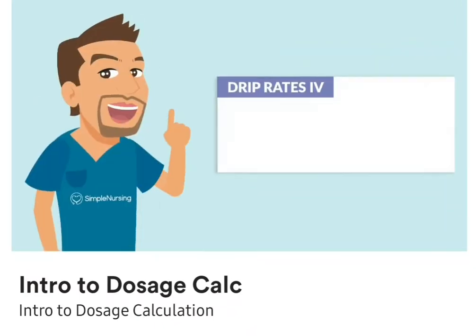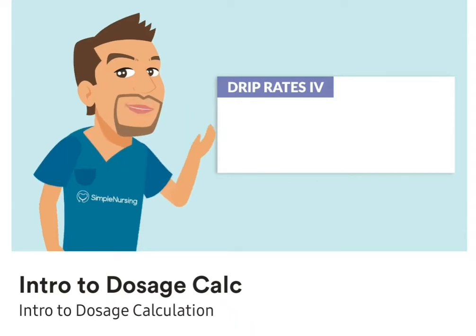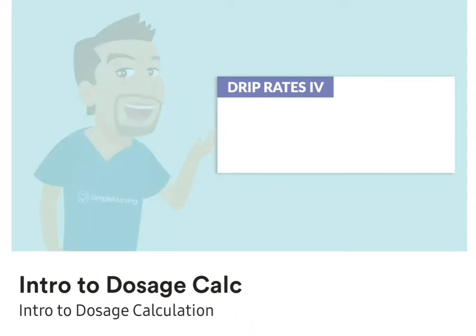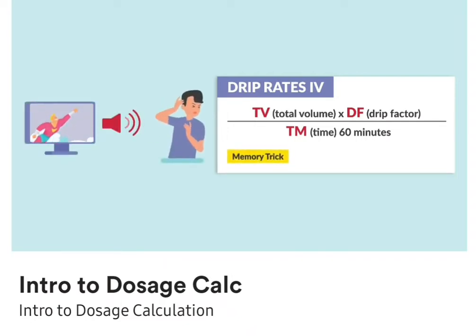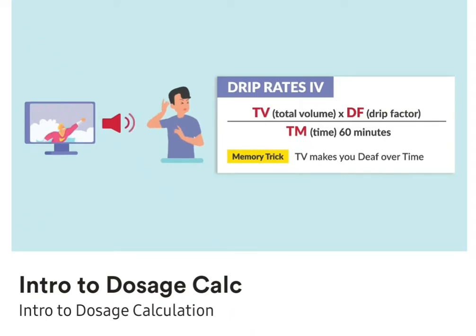Now moving on to IV drip rates, or IV drip factors. The memory trick is to set up the formula. So we have TV for total volume times DF for drip factor, over time, which is 60 minutes unless we're using a pump, and that's 1 for 1 hour. Now, the simplest way to remember this drip rate formula is just by saying TV makes you deaf over time. Just like your mother would always tell you to turn down the TV when it was so loud.